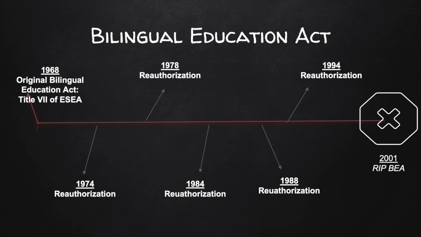In 1968, for the first time in United States history, we saw bilingual education actually protected under a part of federal policy. So 1968 was the original act. Then there were reauthorizations in 74, 78, 84, 88, and 94. Then it was put to rest in 2001, and both the Elementary and Secondary Education Act and the Bilingual Education Act were replaced by No Child Left Behind, which we will discuss in just a little while.